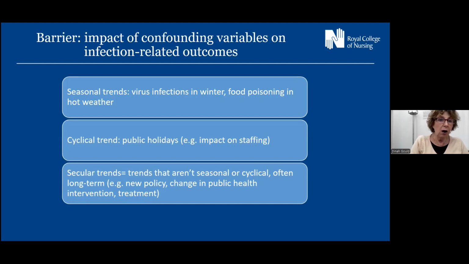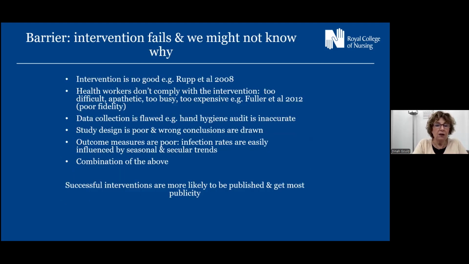And then, of course, we come back to our old friends, confounding variables. Straight away, we know that trials are going to be heavily influenced by the season because infection rates are more common at particular seasons of the year, and they're going to be affected by cyclical trends and by secular trends. So we know that these kinds of trials are going to be affected by a lot of things that we can't control. And it might be that the intervention that we try to import fails, and we might not know why it fails. The intervention might not be any good, like that one with poor old Rupp, or the health workers might not comply with the intervention because it's too difficult or they're too apathetic.